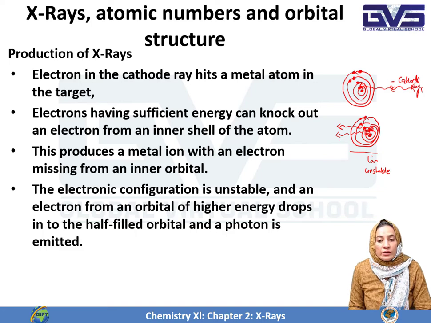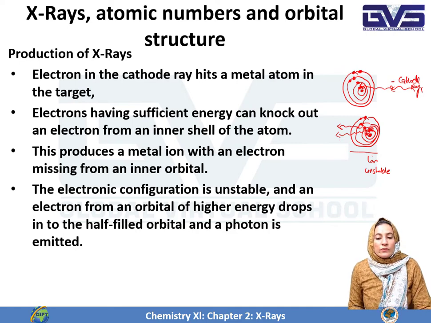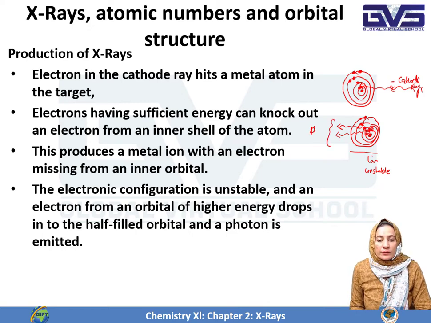Similarly, a higher electron will fill this one. In this way, the electron will be missing from the outer shell, so the electronic configuration is unstable. An electron from an orbital of higher energy drops into the half-filled orbital and a photon is emitted. So these are photons.